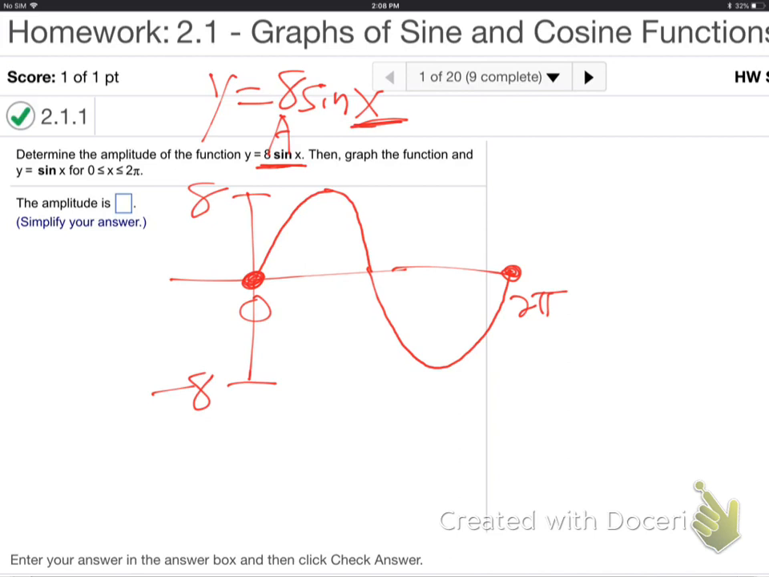Yeah, so we're not moving the start, we're not moving the end. Why not? Because there's no messing around with x. All they did was stick an 8 in the front. Good so far?